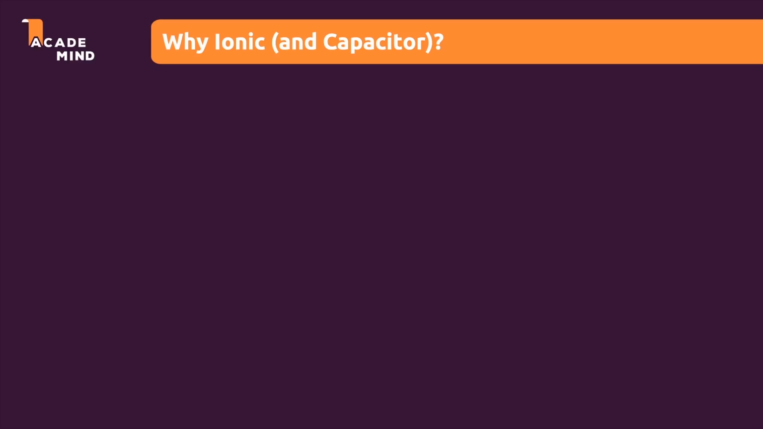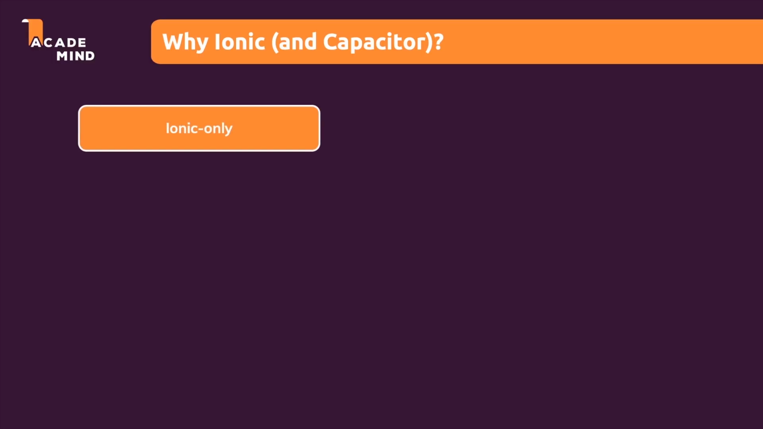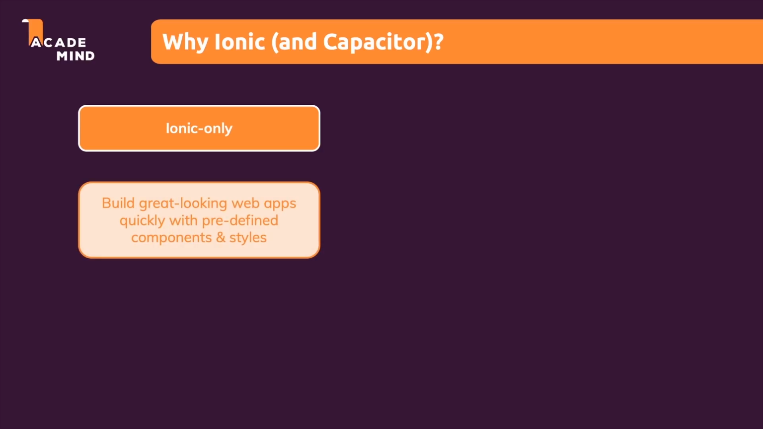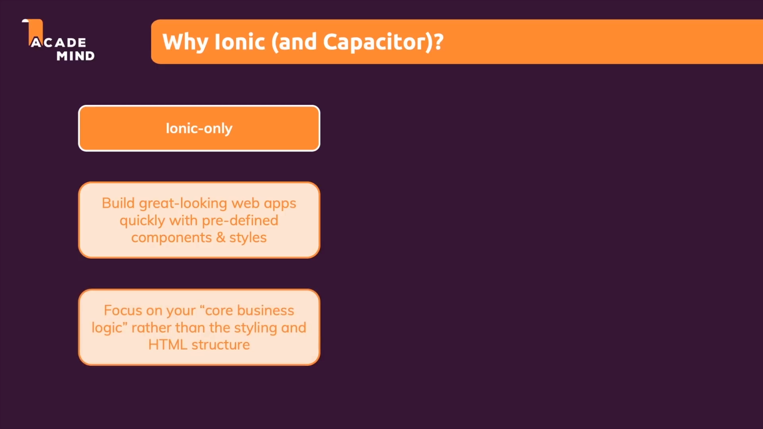So we know what Ionic is and we heard about Capacitor. Why would we use that? Well, if we only think about Ionic, the great benefit is that we get great looking apps with very little effort. We don't have to do much because we get all the styles and all the HTML structure out of the box, and we just have to compose a user interface with these web components we get from Ionic. So we can focus on our core business logic, which means the logic that really makes up our application, which we typically write in JavaScript, and we don't have to focus as much on the styling and the HTML structure.